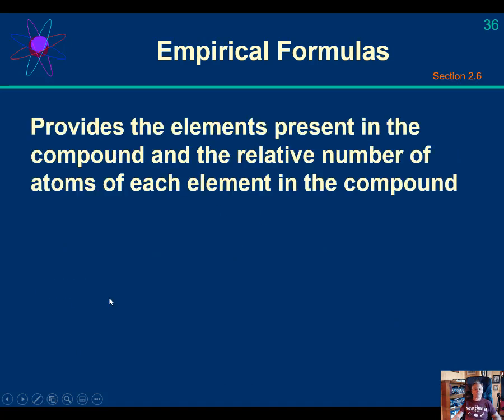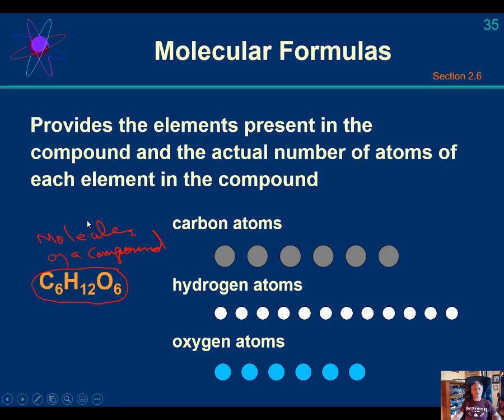Empirical formulas, we can go ahead and do the empirical formula for glucose. Let me show you how we got the empirical formula for glucose. An empirical formula is just the simplest whole number ratio of elements in a compound. So if I take all of these subscripts and I divide by the whole number 6, that's going to give me CH2O, which is an empirical formula. Now that's a lot less information, but it's easier to obtain from an experiment.